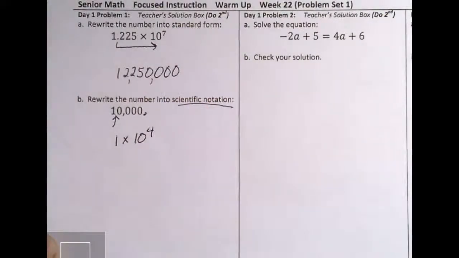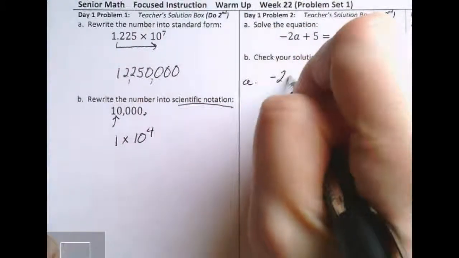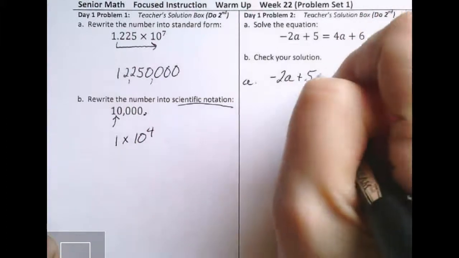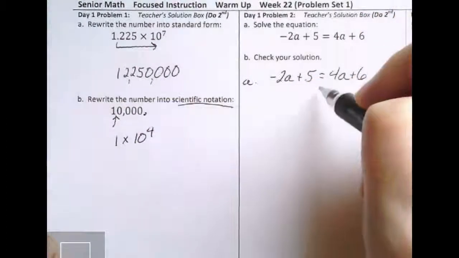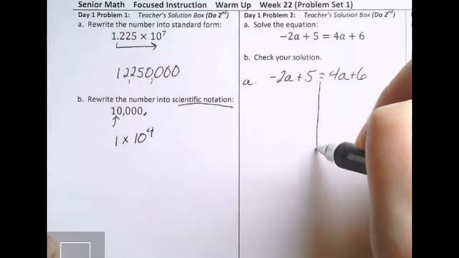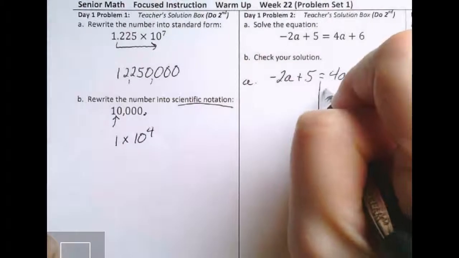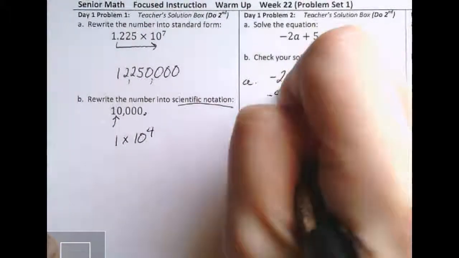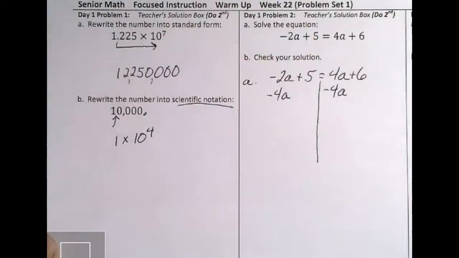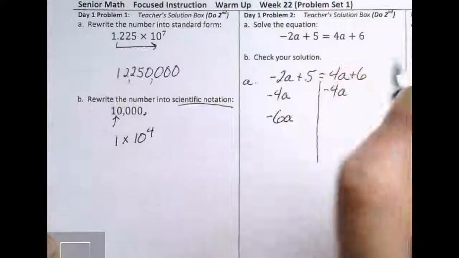Day one, problem 2. Solve this equation and then check the answer. Okay, this equation has the variable a on both sides of the equation. So let's remove that from the right side. Subtract 4a and subtract 4a. Negative 2a subtract 4a creates negative 6a.